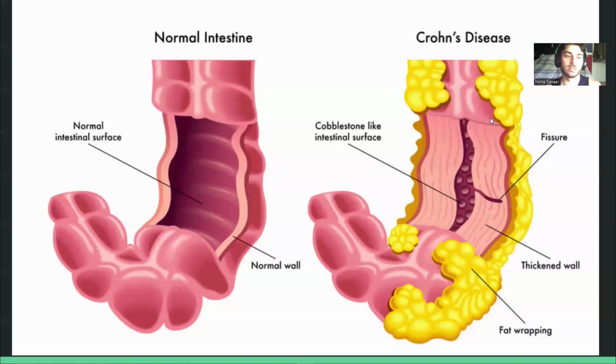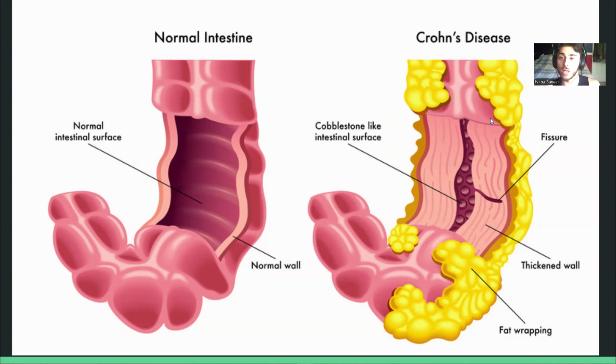Here on the left side, we can see a normal intestinal surface, where we see a normal intestinal wall and nothing's really wrong with it, and it's a very healthy intestine. Whereas on the right side, we see what happens in Crohn's disease, where we have the intestinal surface, fat wrapping around the outside of the intestinal wall, and the thickened wall, which causes the fissure, or the stricture, and it causes the intestinal gap to get thinner, so it's hard for food to pass through.